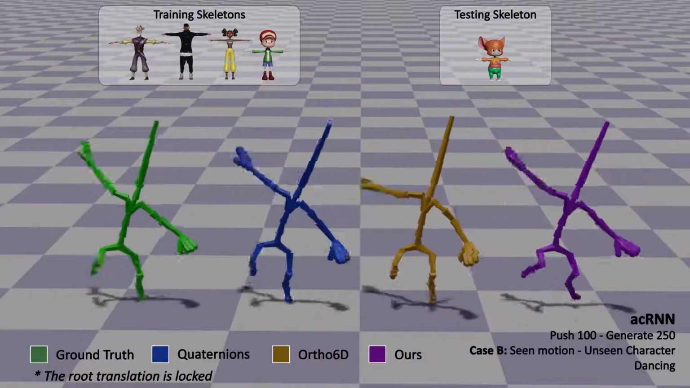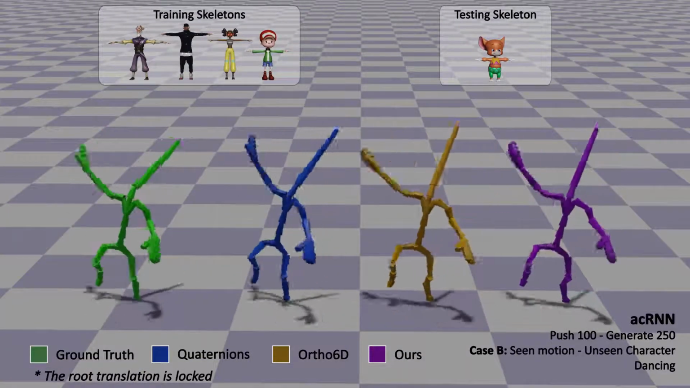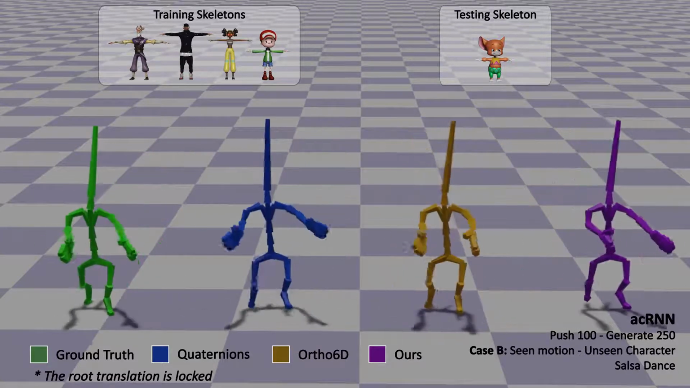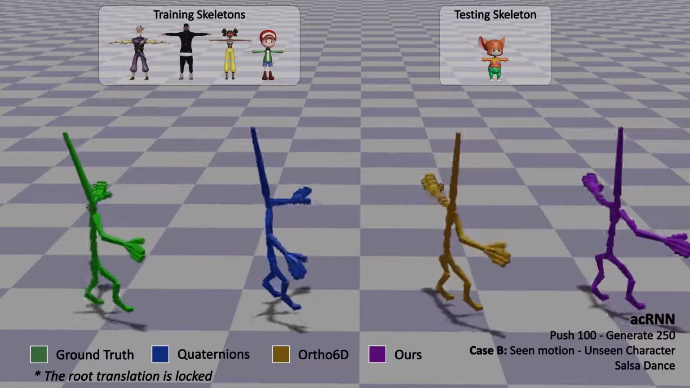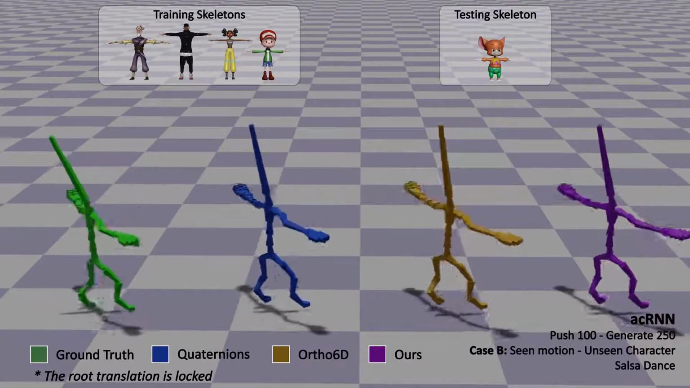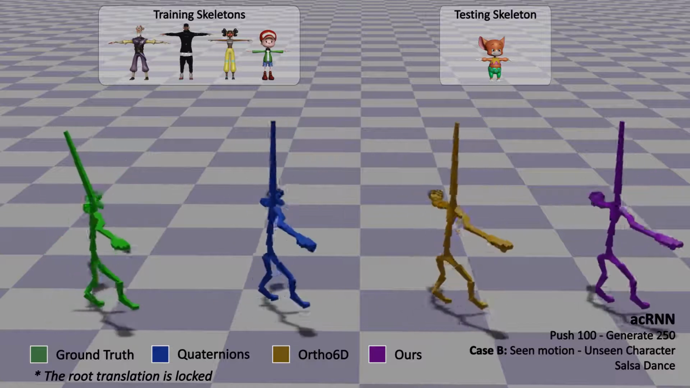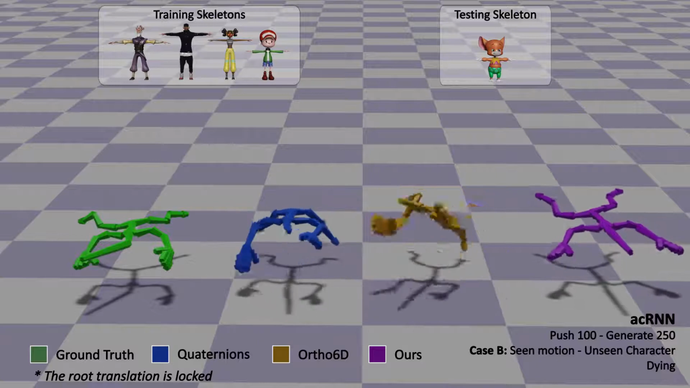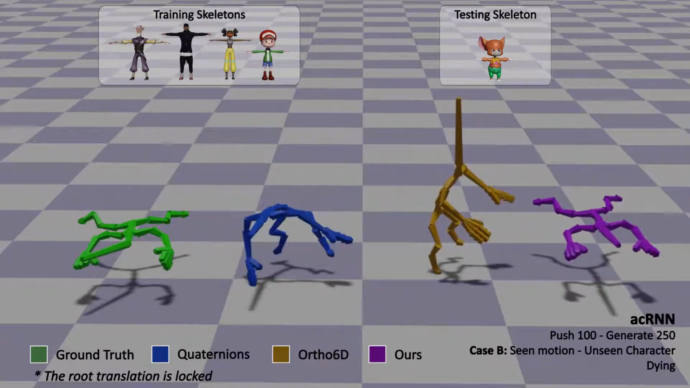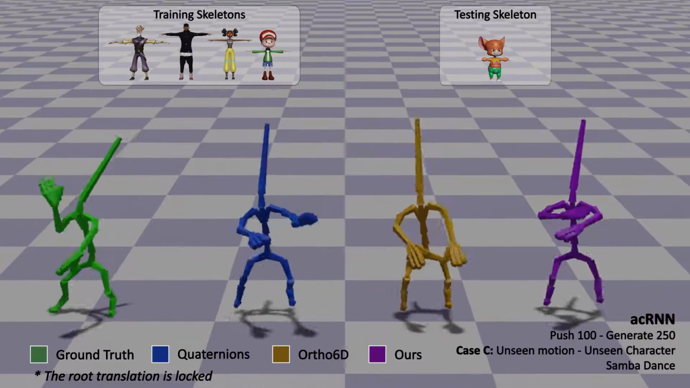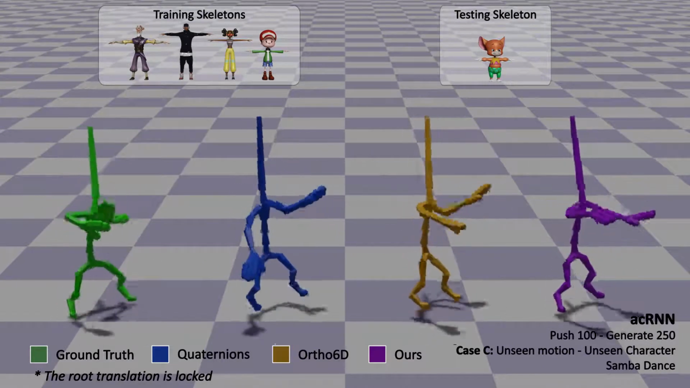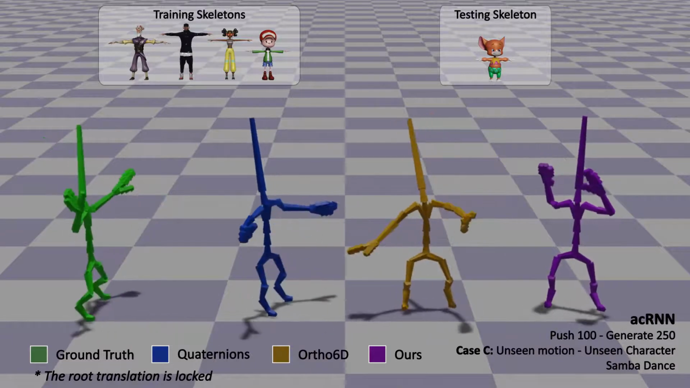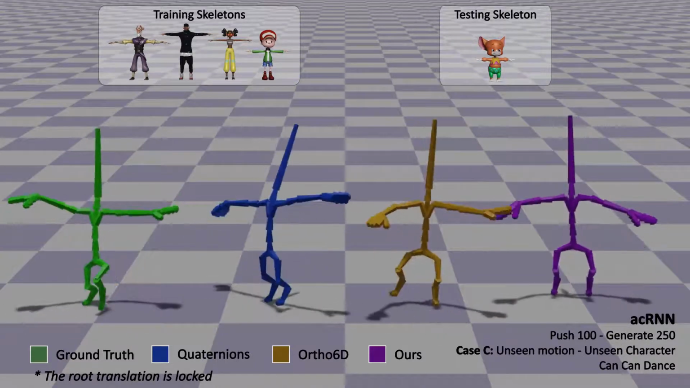In this example, we assess the scenario of seen motion on unseen character. The motion generated using our representation more closely resembles the reference motion. Finally, for the case of unseen motion and unseen character, it can be observed that our representation adapts the generated motion to the character better than the other representations.